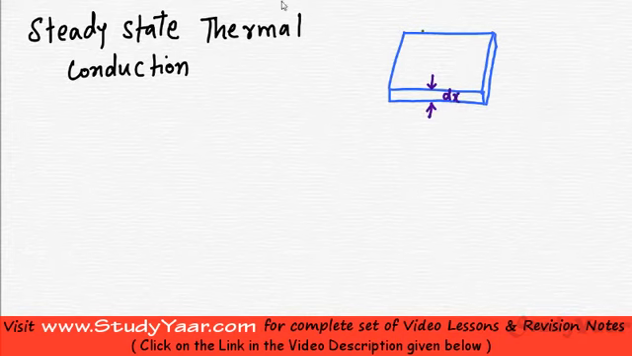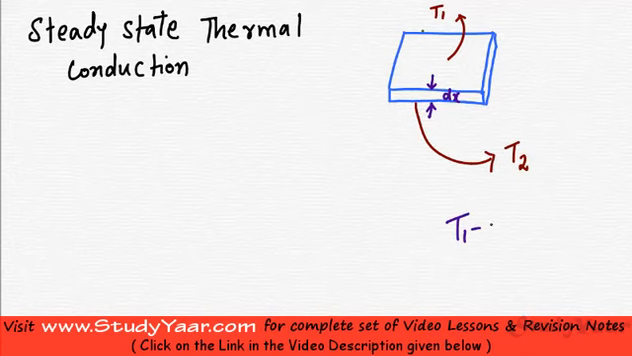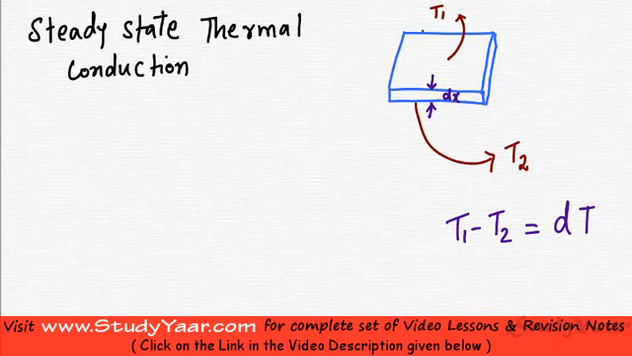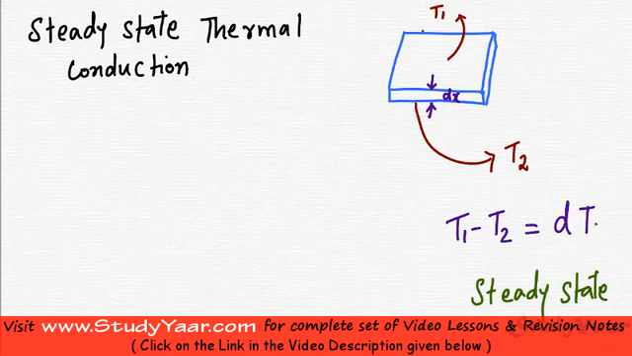Let us suppose this surface of the slab is at a temperature T1, and let us suppose the surface at the other end, which is below this block, is at a temperature T2. Let us say that T1 minus T2 is equal to dt, and is constant. Then we have what is known as a steady state. If your T1 minus T2 is constant, then you have a steady state.